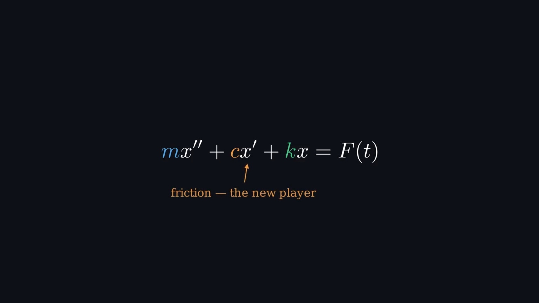Here's the model. A mass on a spring, but this time with friction. A damper. Mass times acceleration, plus a friction term, plus the spring pulling back, equals whatever force you push with. In the free case, with no push, the whole story hides inside one small equation. Let's clean it up. Divide through by the mass and 2 numbers pop out.